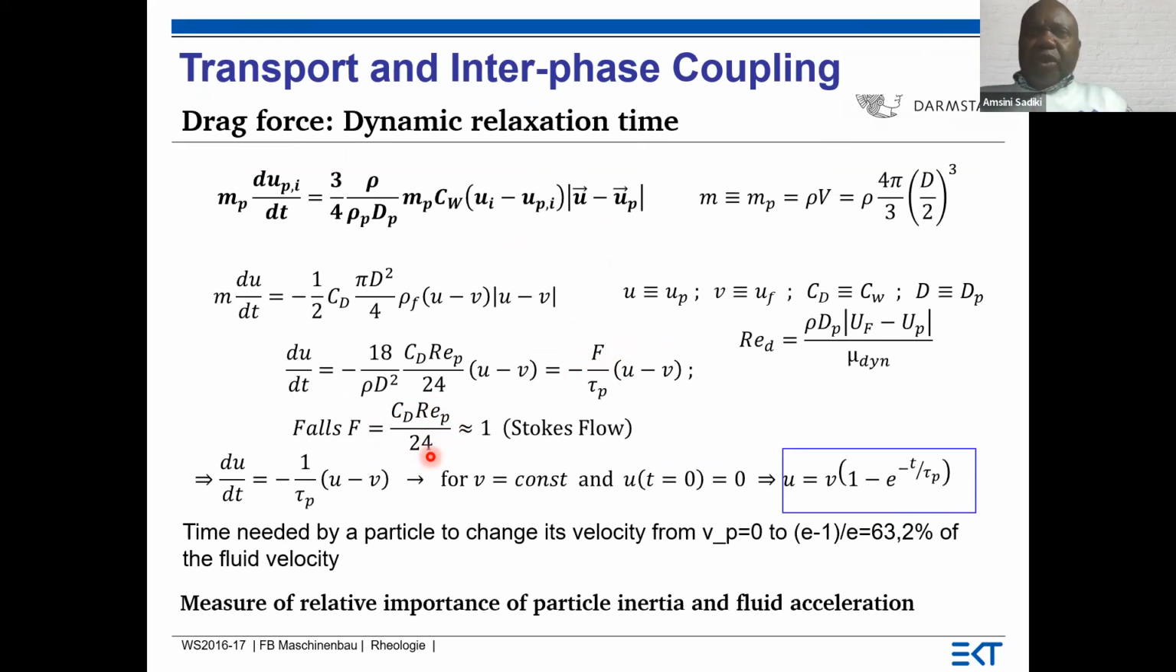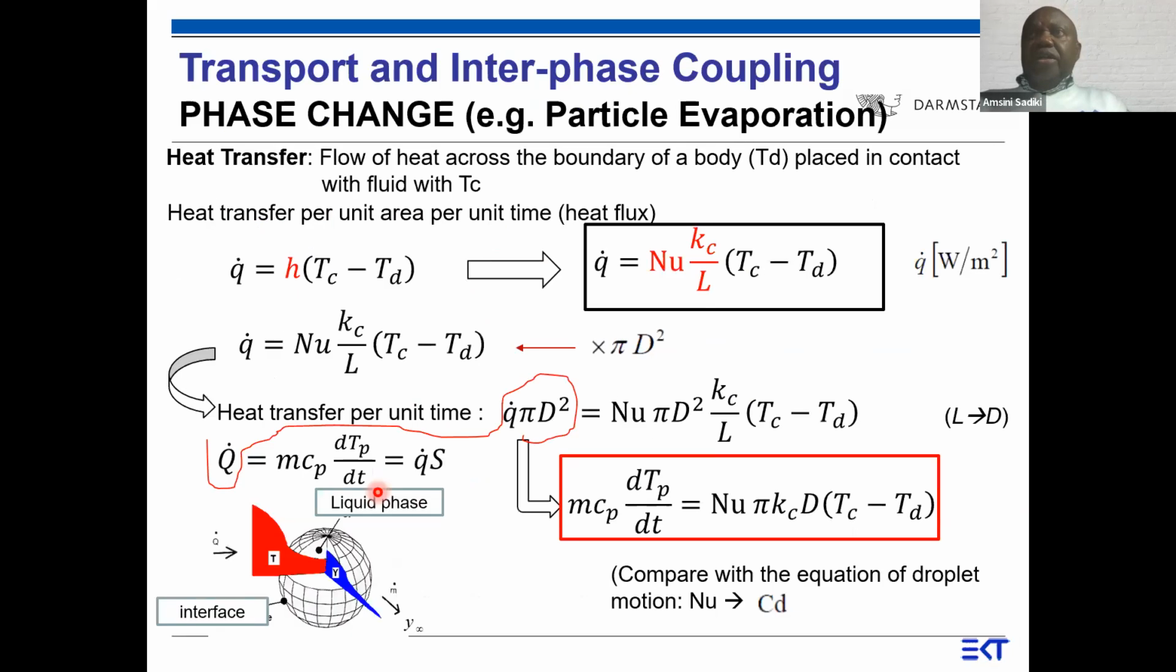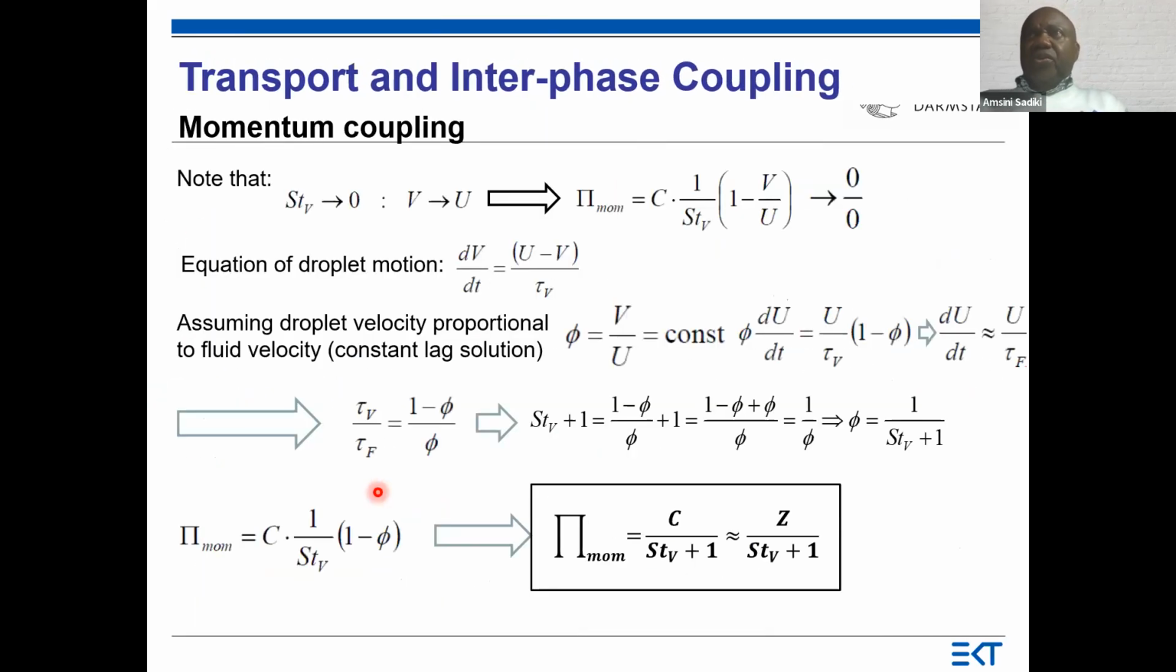And if we put this equal to 1 for Stokes flow, this means that the Reynolds number is a constant. The drag coefficient is 24 divided by the particle Reynolds number, and we obtain this expression. This is the expression we use now in the case where we have this difficulty here. So we use this expression.